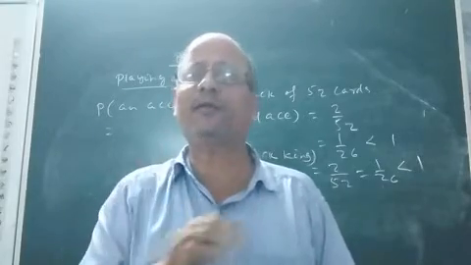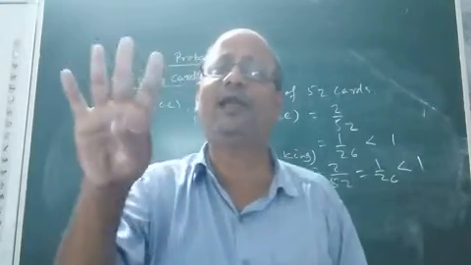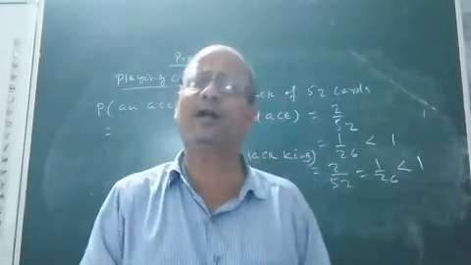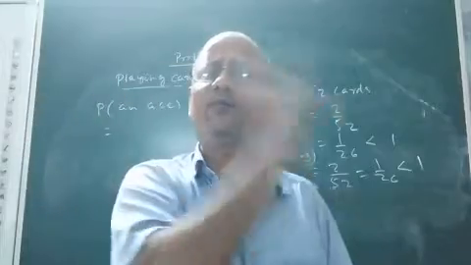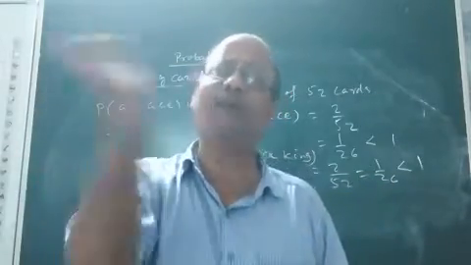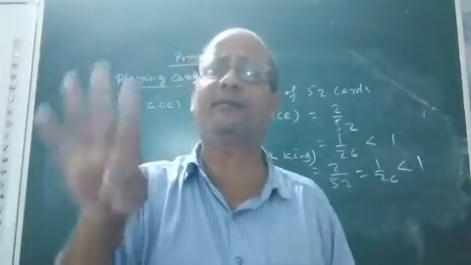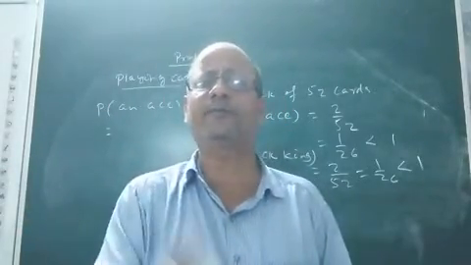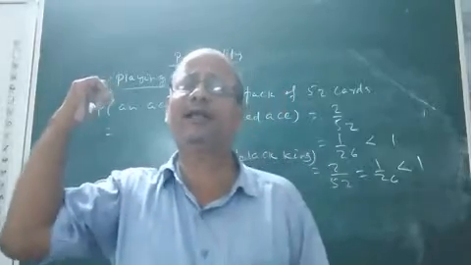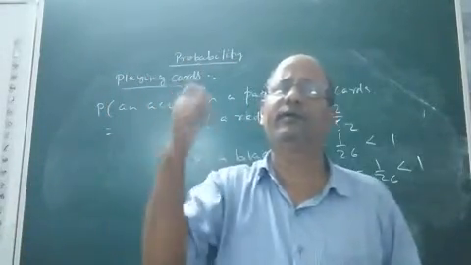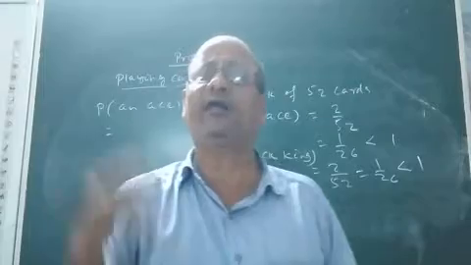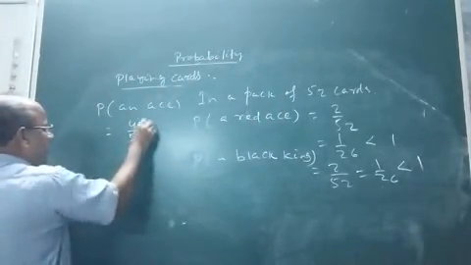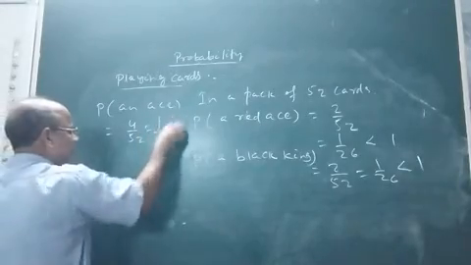In this case, what will be the number of favorable outcomes? Definitely 4, because there are 4 aces in a pack of 52 cards: 2 red aces and 2 black aces. So the number of favorable outcomes will be 4 and the total number of outcomes is 52. So the probability of getting an ace is 4 by 52, that is 1 by 13, which is again less than 1.